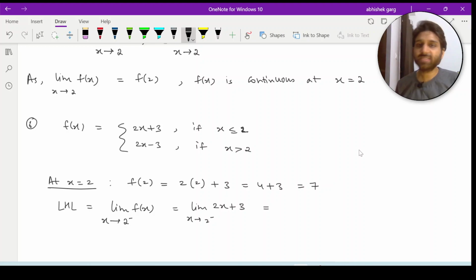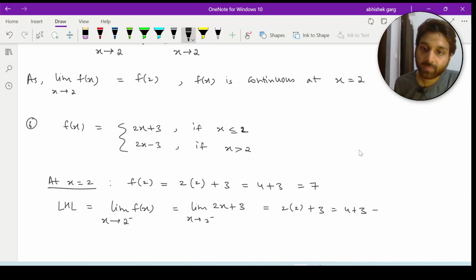Now let us just substitute the value of x as 2 in this part. So what do we get? 2 into 2 plus 3, which is again 4 plus 3, which is equal to 7. So we found that the value of function is 7 when x is equal to 2. The left hand limit of the function at x tending to 2 is also 7.